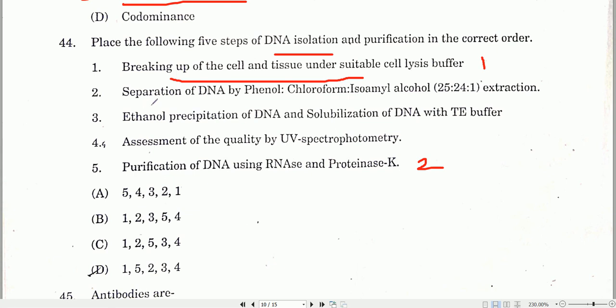Third one will be separation of DNA by phenol, chloroform, isoamyl alcohol, that will be 25 is to 24 is to 1 extraction. So that will be third. Then ethanol precipitation of DNA and solubilization of DNA with TE buffer. This one is 4. And assessment of the quality of DNA by UV spectrophotometry. This will be next. So option D will be the correct one.